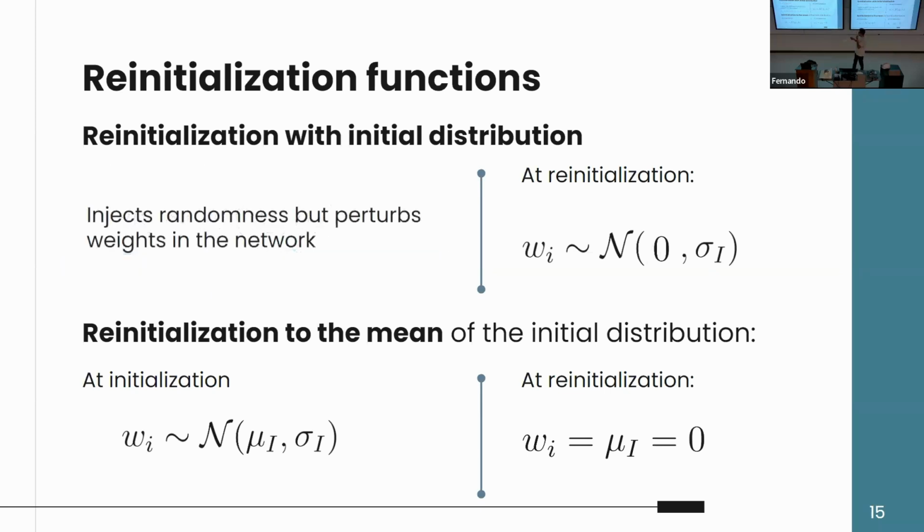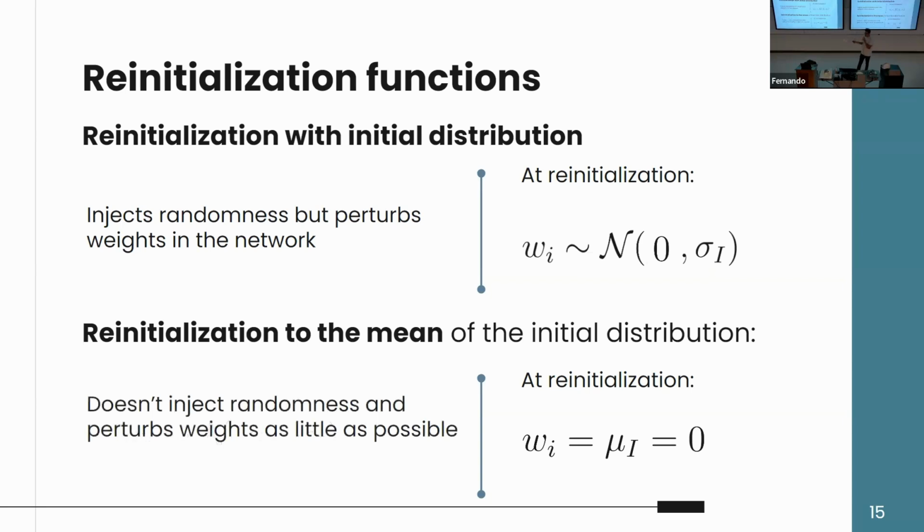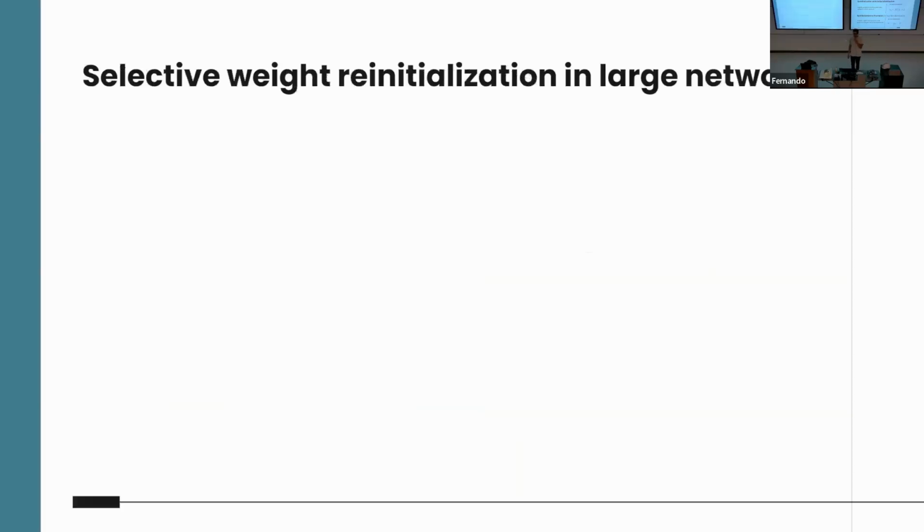So what this means is that this first reinitialization function injects some randomness into the network, but also perturbs the weights in the network. This randomness might be useful because several prior works have shown that injecting randomness can help maintain plasticity. But perturbing the weights might actually be detrimental to the prediction of the network. On the other hand, this other reinitialization doesn't inject any randomness, but also doesn't perturb the weights all that much, because most of the time the weights that are being reinitialized are already very close to 0. So there's a contrast between these two: injecting randomness but also perturbing the predictions of the network, or not injecting randomness and trying not to change the predictions of the network all that much. So I'm going to try these two reinitialization functions combined with both of the utility functions that I mentioned before. Any questions about this?